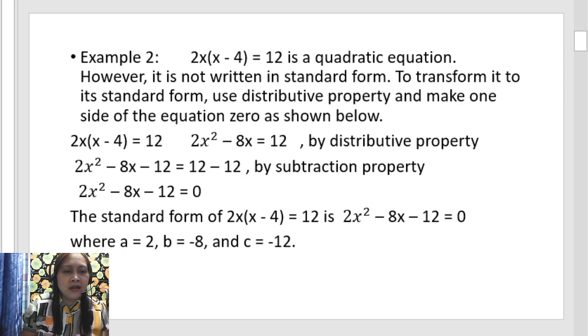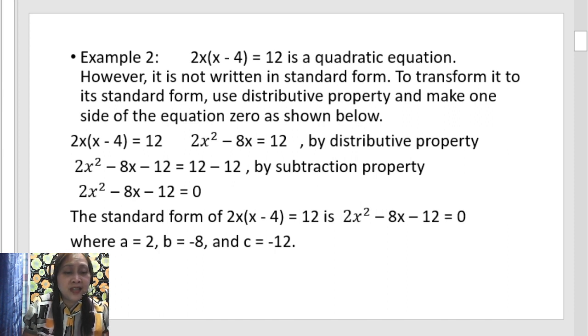Next, we will apply the subtraction property. We will get the opposite of positive 12, which is negative 12, and we add that to both sides of the equation. So 2x squared minus 8x plus negative 12 is equal to 12 plus negative 12. So our answer, the standard form, is 2x squared minus 8x minus 12 is equal to 0. We can now identify the value of a, which is 2, b is negative 8, and c is equal to negative 12.